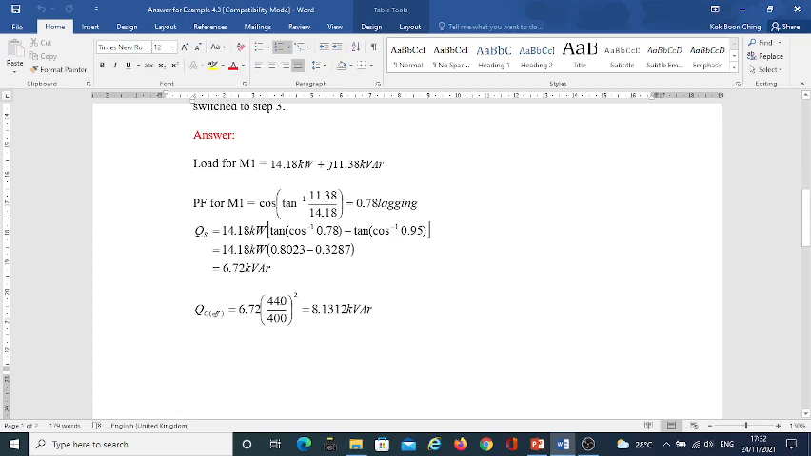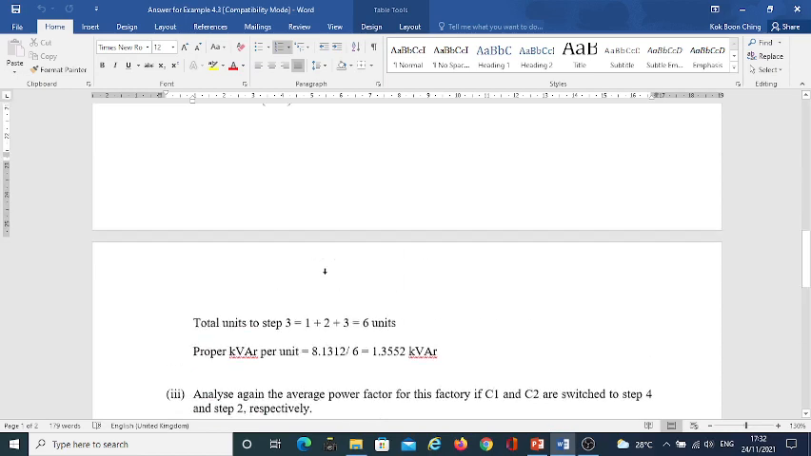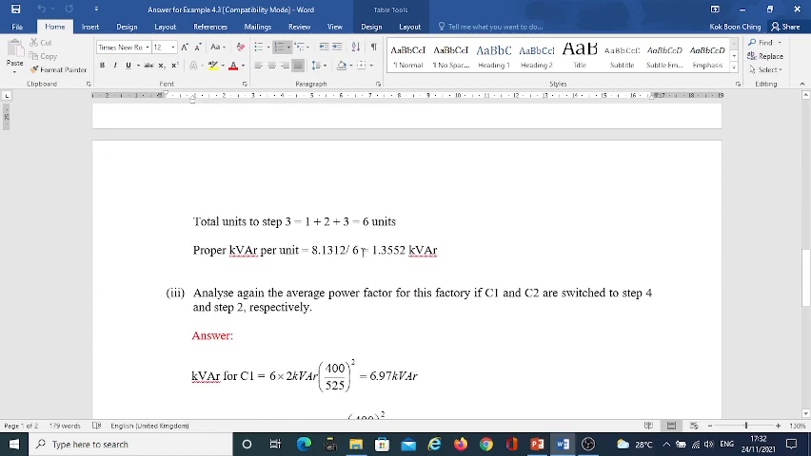So that's why we need to do some modifications here. In order to get 6.72 kVAR in the system, we require 8.13 kVAR for our capacitor. The total, since we have 6 units, is 8.13 kVAR. Divide by 6, and we obtain the unit kVAR as 1.35 kVAR.